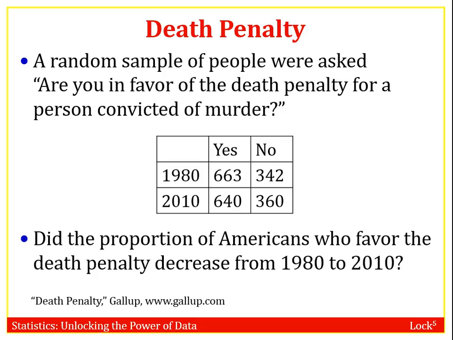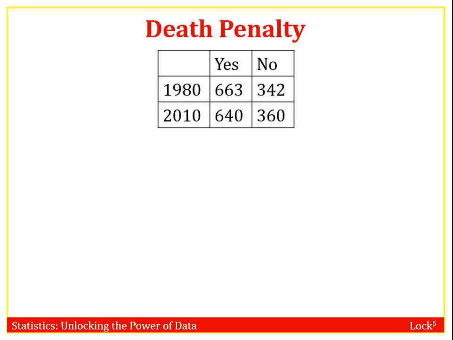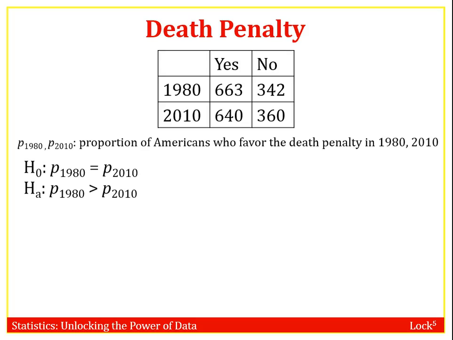And we want to find if the proportion in favor of the death penalty decreased from 1980 to 2010. So we first of all need to look at our hypotheses. We're going to have our proportion that are in favor of the death penalty for 1980 and a P with a subscript 2010 for the 2010 year.